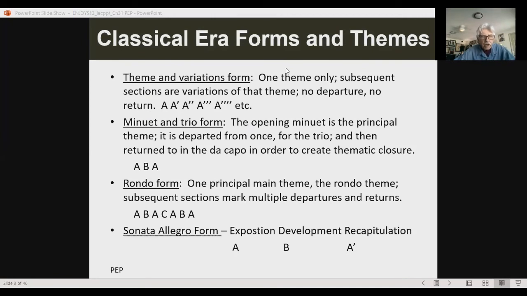Typical forms of the classical period, right? Theme and variations form, we sampled that. It's basically one theme, and then the subsequent sections are variations of that theme, no departure, no return, and we would put a schematic as this: A, then A prime, A double prime, triple prime, quadruple prime, etc., as many variations as there are. And there have been theme and variations with multiple variations.